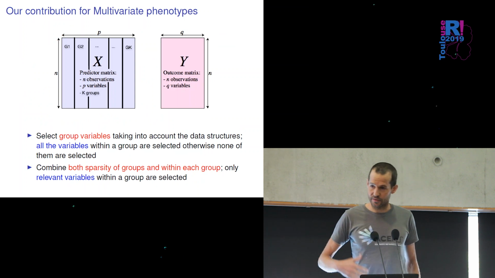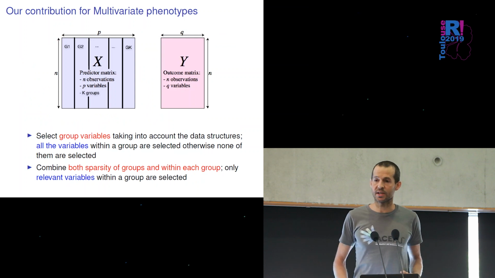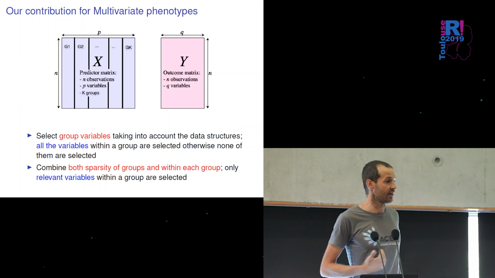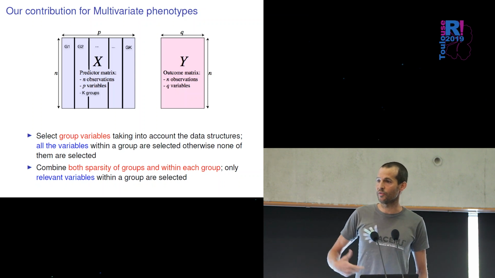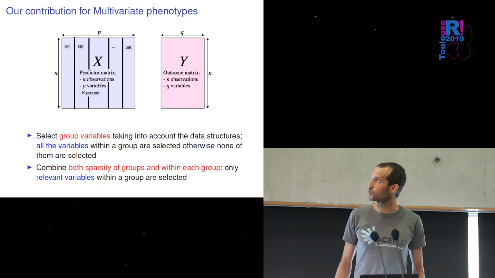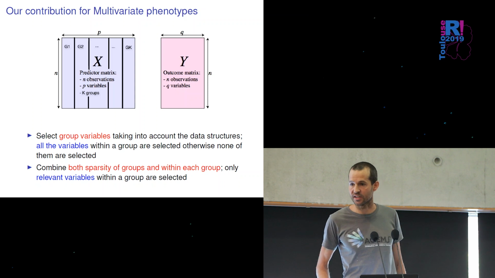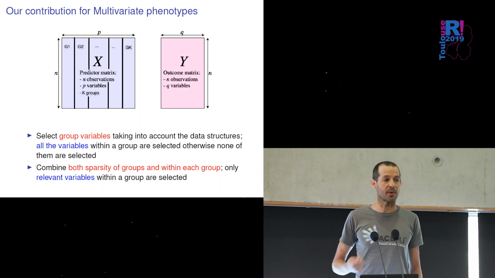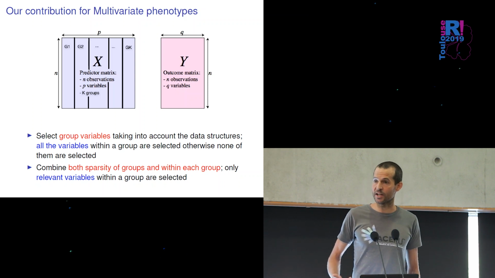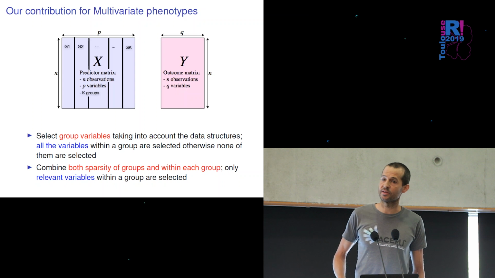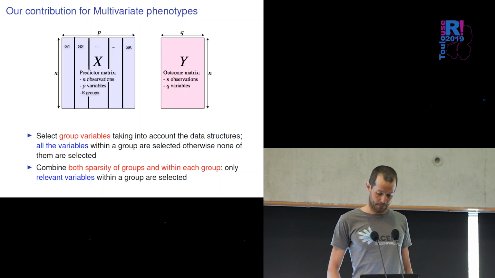To visualize it, we have the X matrix, just as an example, and the Y matrix, where Y is the phenotype, so it's a multivariate response variable, and X is your predictors. But it's grouped, you have a group structure. So you want to select the group, so all the variables in the group are selected or not selected. Or you also want to do some sparsity within the group. So maybe some groups are useful to explain the multivariate phenotype Y, but inside the group, you also want to do some sparsity, so some within-group sparsity.